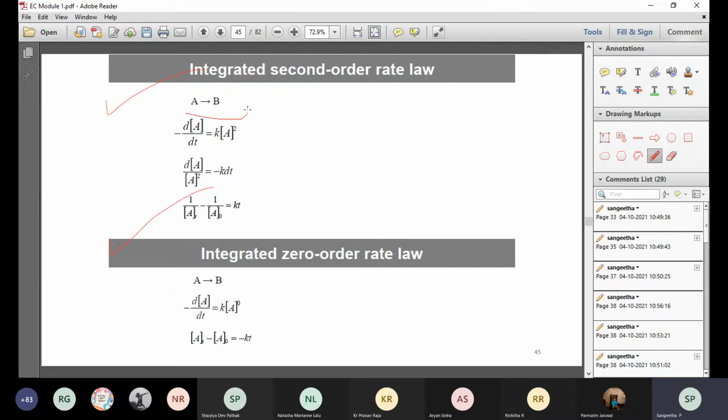It's not necessarily again A to B, the reactant versus product. Maybe I will give you in other forms. So the forms also you please be aware of, as well as the final equation. And then the integrated zero order rate law, you can just check out with this.